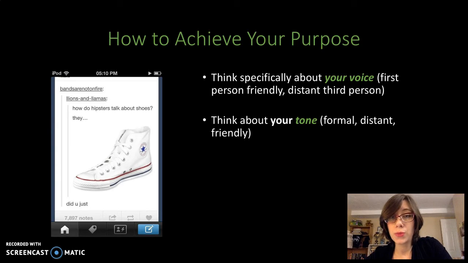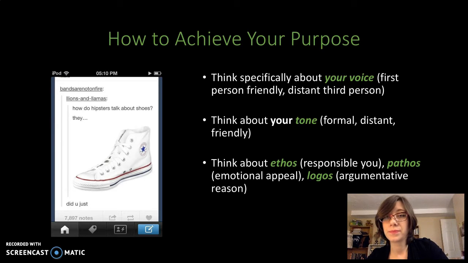Think about your tone. Do you want to be formal, and do you want to be distant? Do you want to be friendly? And how your tone is going to help you achieve your purpose. Finally, think about how you can convey to your reader that you're responsible and you've done your homework and you know what you're talking about.